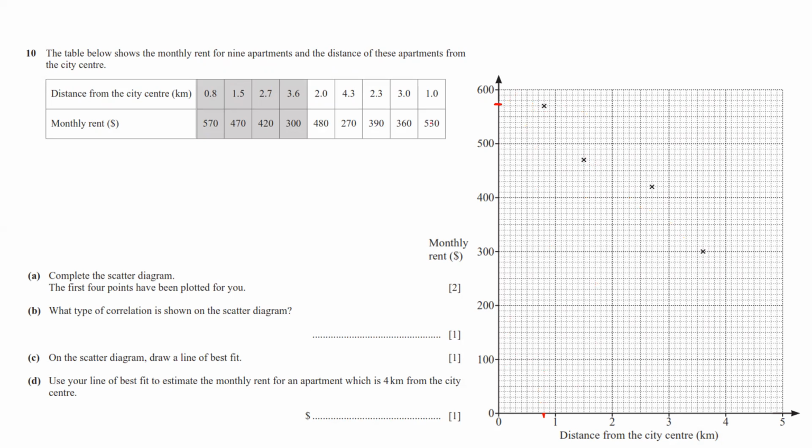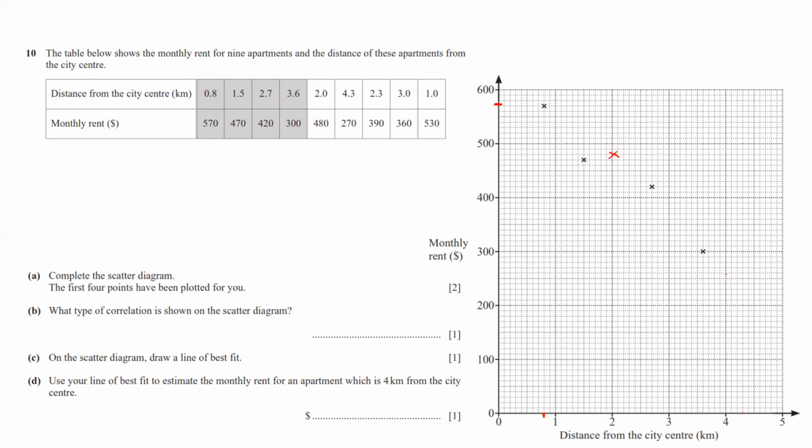Similarly, all these plots, first 4 are plotted. Then distance of 2 kilometers and the rent of 480. So 2 kilometers, 480. So again, it's a scatter plot. So make a cross here. Then distance is 4.3 and 270. 4.3, 1, 2, 3, and 4 and 270.